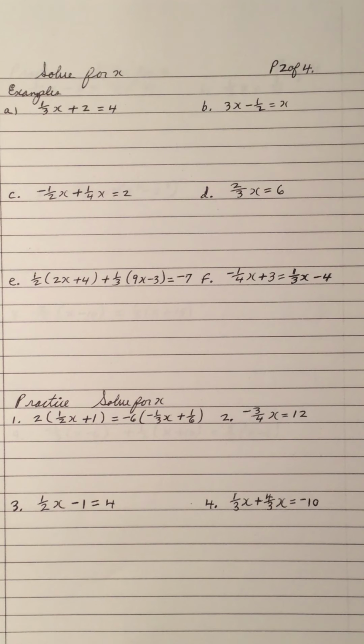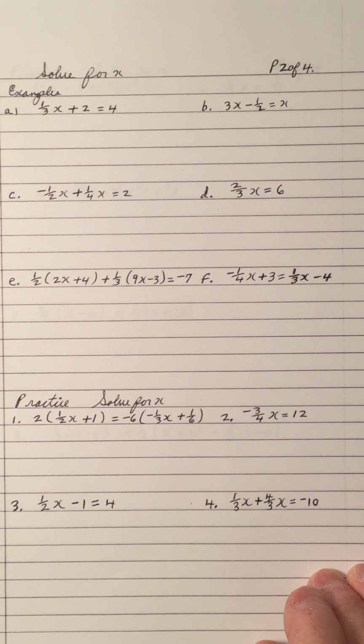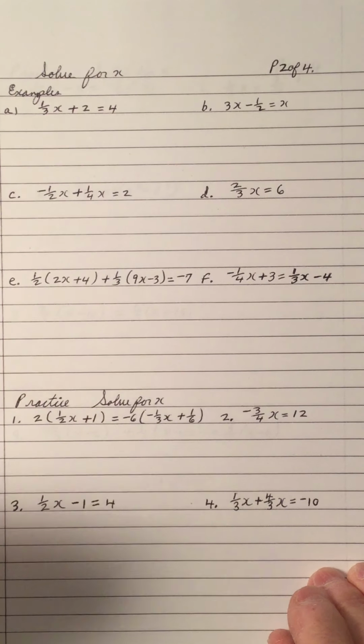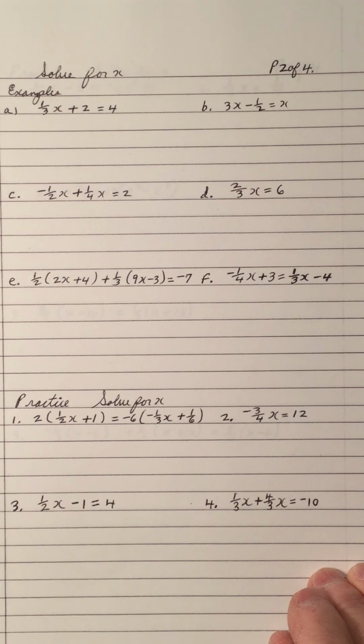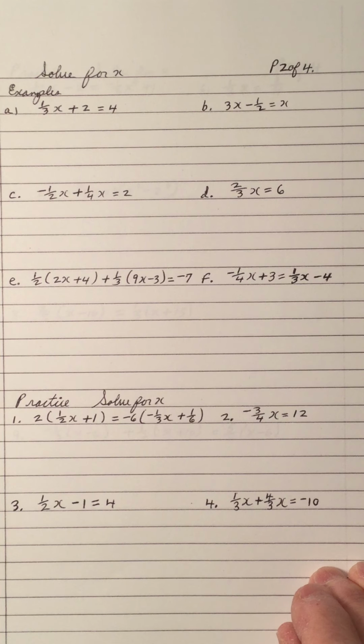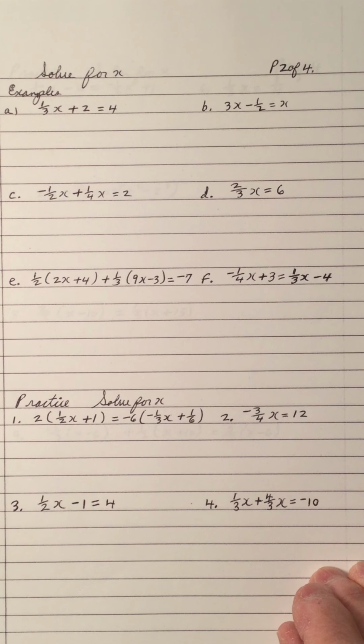To solve an equation with integers, we follow a certain procedure. We bring the x's to the left side, numbers to the right side. So we're still going to do the same thing with fractions. The only thing is we have to add fractions, which means we need a common denominator.